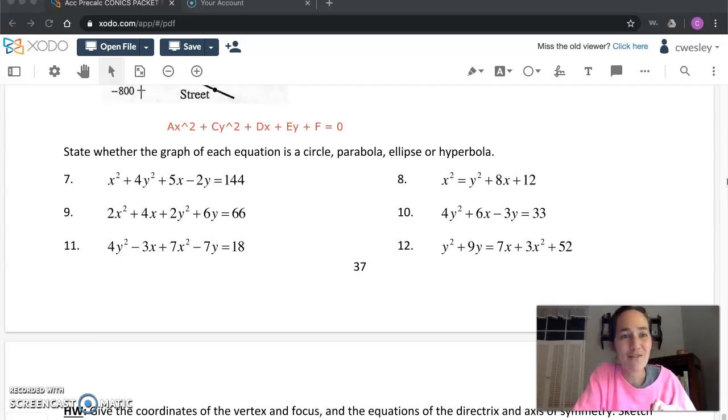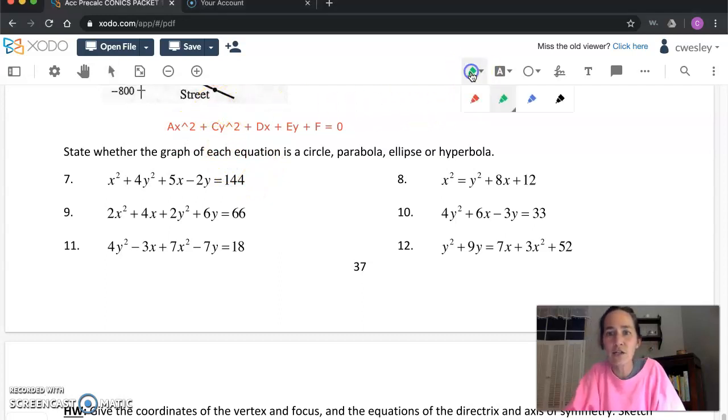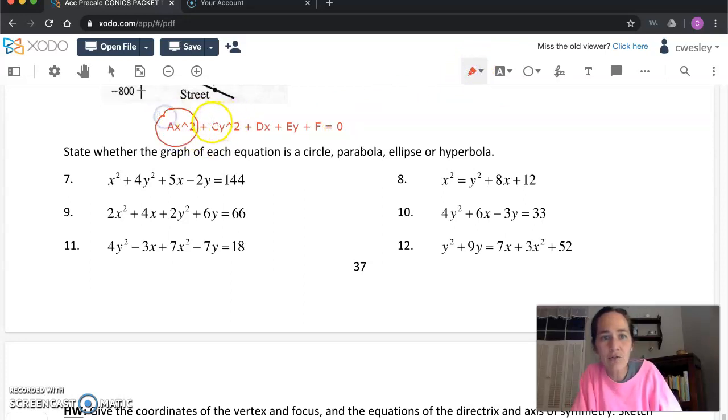Now let's look at number 7. State whether the graph is a circle, parabola, ellipse, hyperbola. Think of your general form here and the two most influential terms in terms of classifying conic section. And those are going to be the two squared terms, the x squared term and the y squared term. I claim that just knowing what A is in general form and what C is in general form can get you all these solutions. So can you try these on your own?